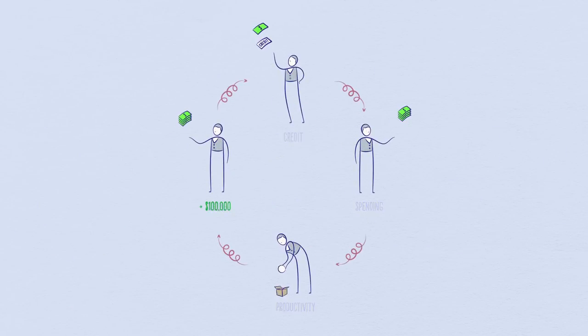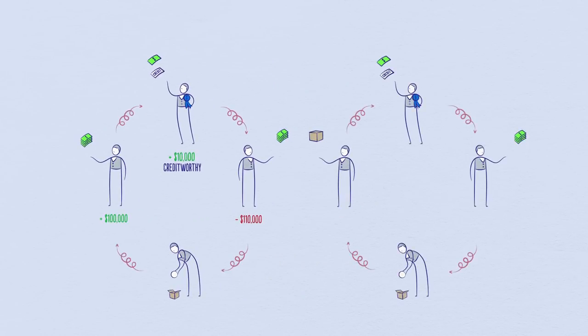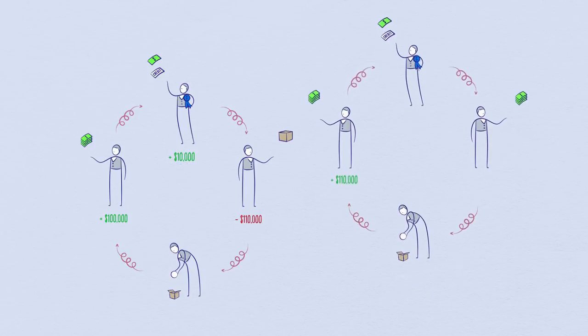Suppose you earn $100,000 a year and have no debt. You are creditworthy enough to borrow $10,000, say on a credit card. So you can spend $110,000 even though you only earn $100,000. Since your spending is another person's income, someone is earning $110,000. The person earning $110,000 with no debt can borrow $11,000, so he can spend $121,000, even though he has only earned $110,000.